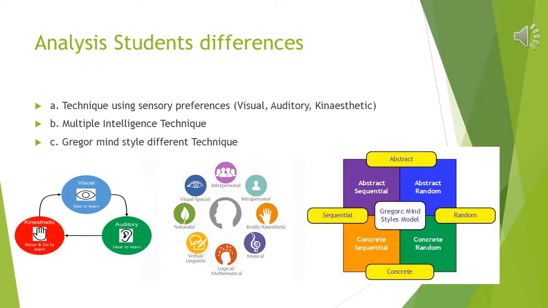Students are individuals who have differences in many aspects when doing study activities, such as their English level, general abilities, learning style, disabilities, interests, and personal skills. The differences in students and learning styles like this can be analyzed using the following analysis techniques. The first one is the technique using sensory preference, or visual, auditory, and kinesthetic. Second, the multiple intelligence technique. And third, the Gregorc mind style difference technique.